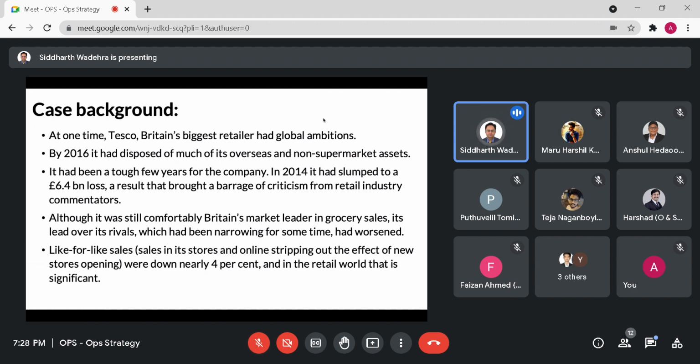Again, because of the brand name and the lineage that Tesco enjoyed, it was still, specifically within Britain, the largest retailer in terms of grocery sales, but its lead over some of its competitors had been narrowing for some time, and the gap was closing in. Like for like sales are when you are competing with, say, a product X in a district Y, in a market situation Z. That's your typical like for like sales, and they were down nearly 4%. In the retail world, that was significant.